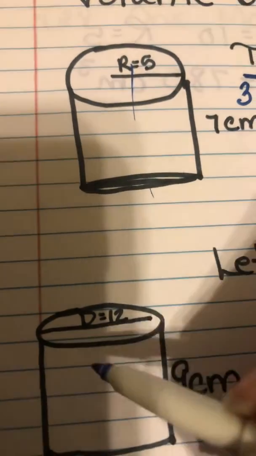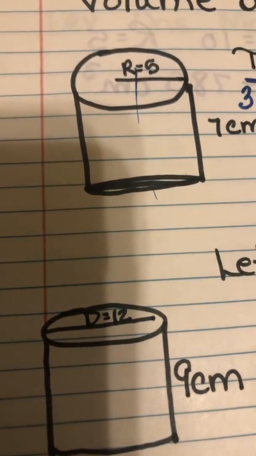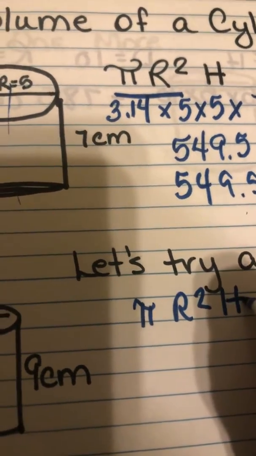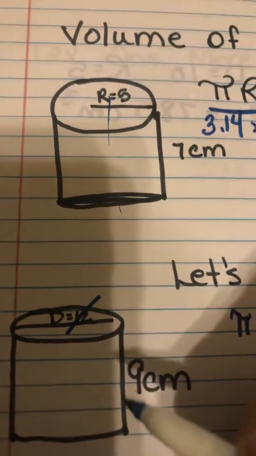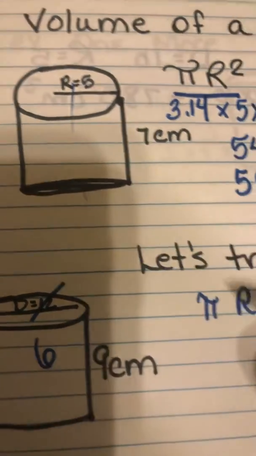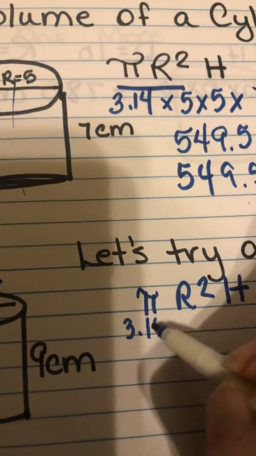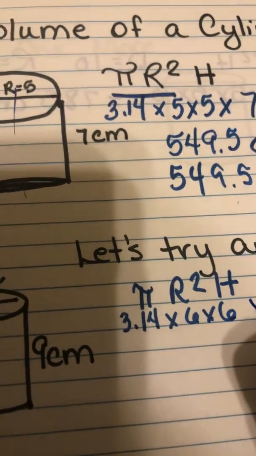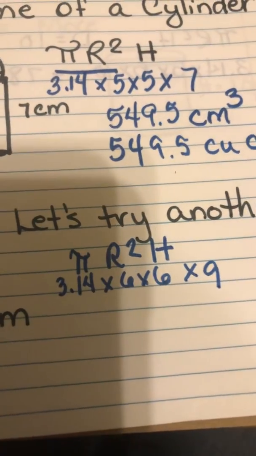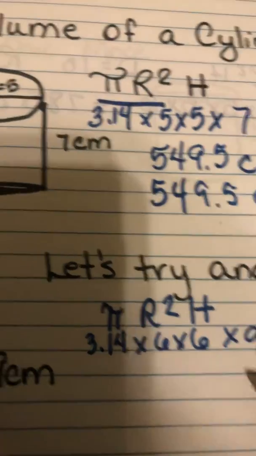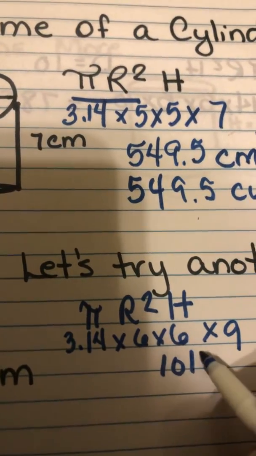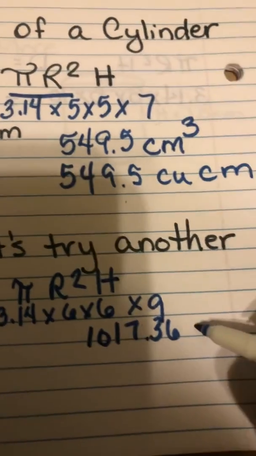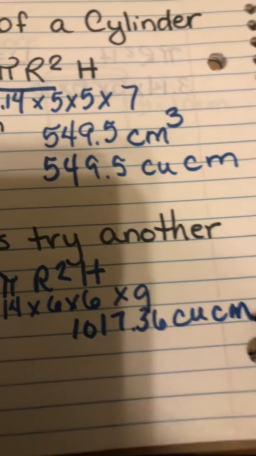Now this one, they give me a diameter of 12, but I know that my formula only can use radius. So I've got to come over here and cut my diameter in half, which gives me a 6. So as I fill in, I have 3.14 times 6 times 6, and then my height is 9. So when I put that in the calculator, and I hope you're doing it too along with me, you will find out you get 1,117.36. And then we're going to go ahead and say cubic centimeters.